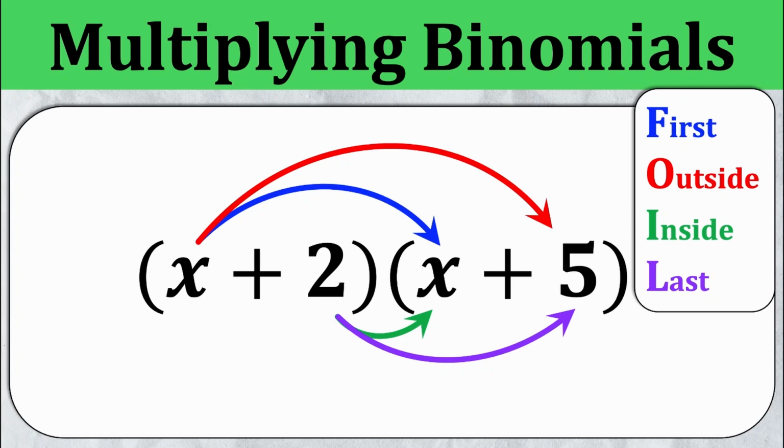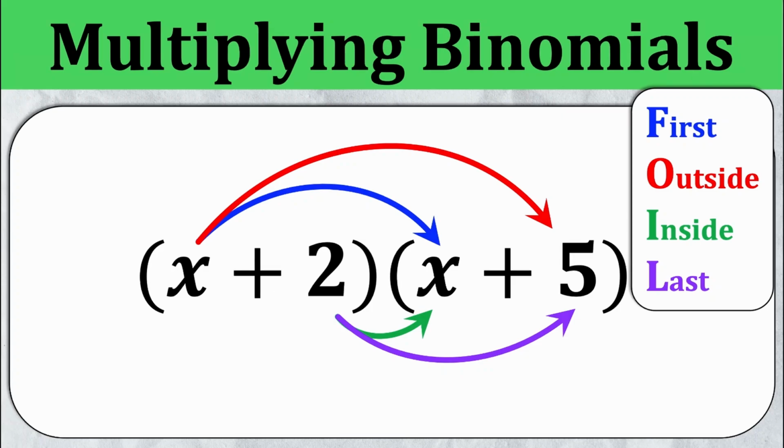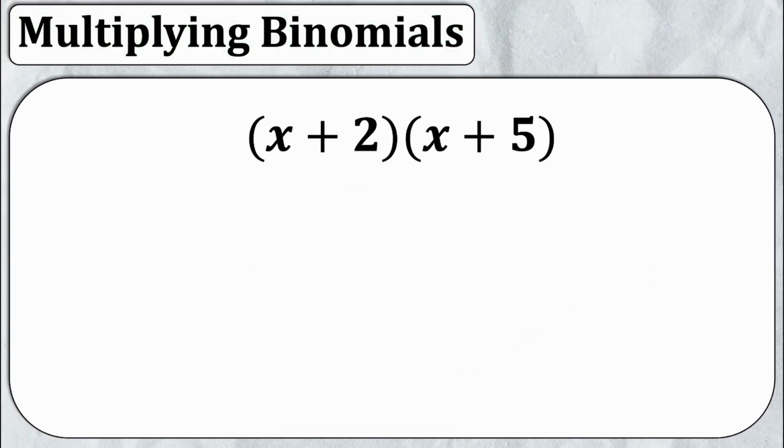In this video, we're going to learn how to multiply binomials. So in this case, my binomial is x plus 2 times x plus 5. And again, a binomial just means there's two terms. In this case, my first term is x plus 2, my second term is x plus 5.